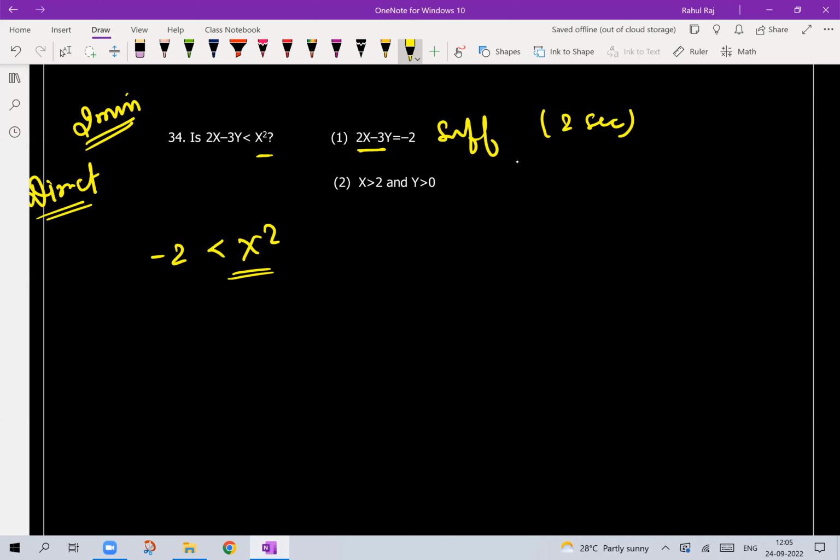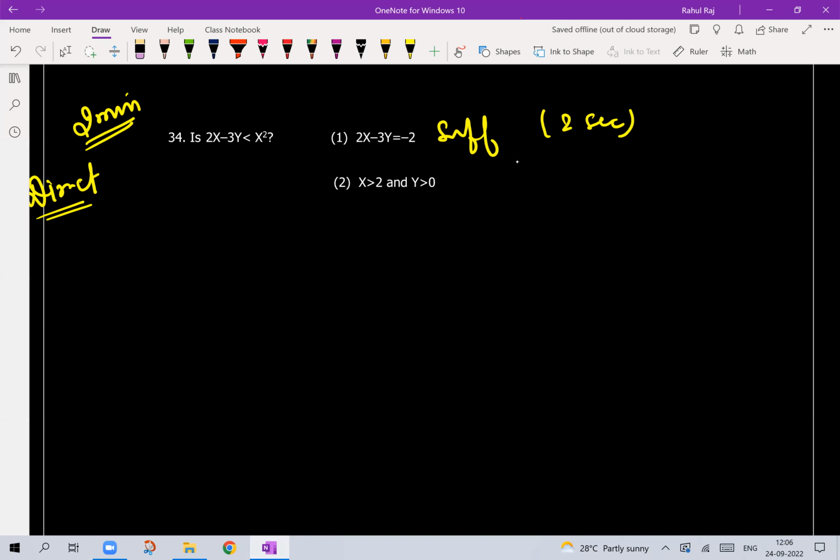The question is asking: is 2x minus 3y less than x square? Option number 1 does nothing but give you a value of 2x minus 3y, and according to option number 1 it is negative 2. So negative 2 will always be less than x square for sure. Always. So option number 1 is sufficient.